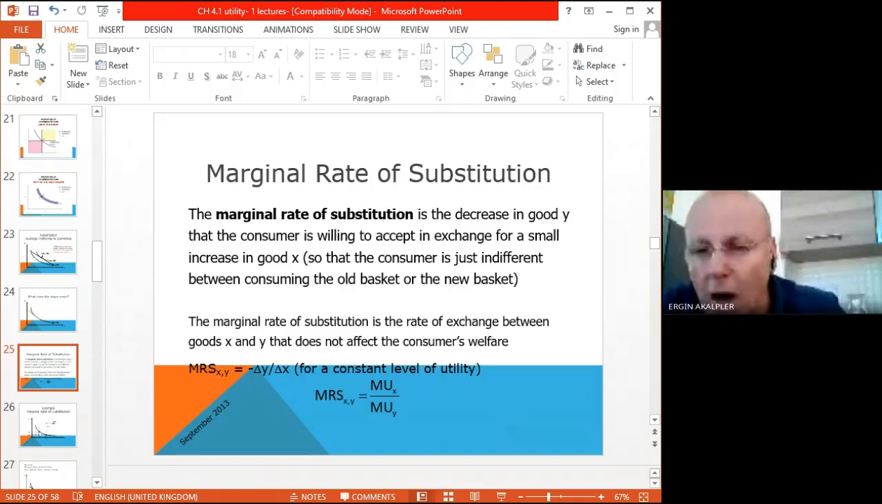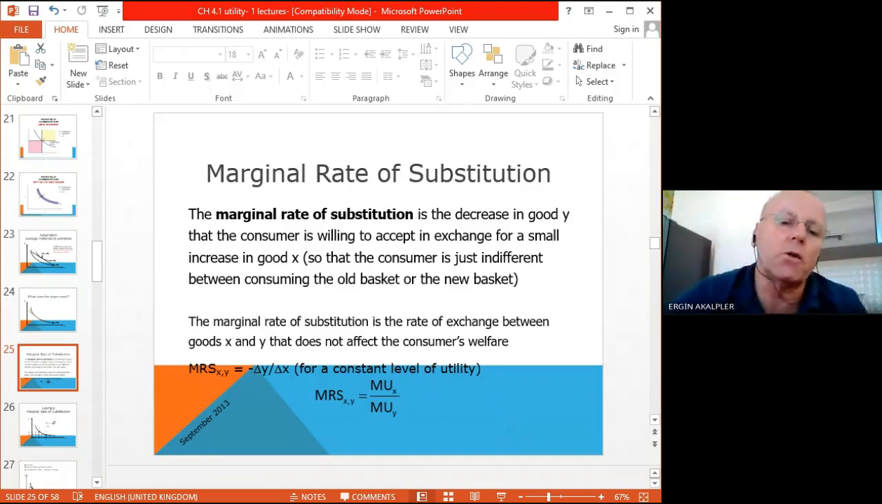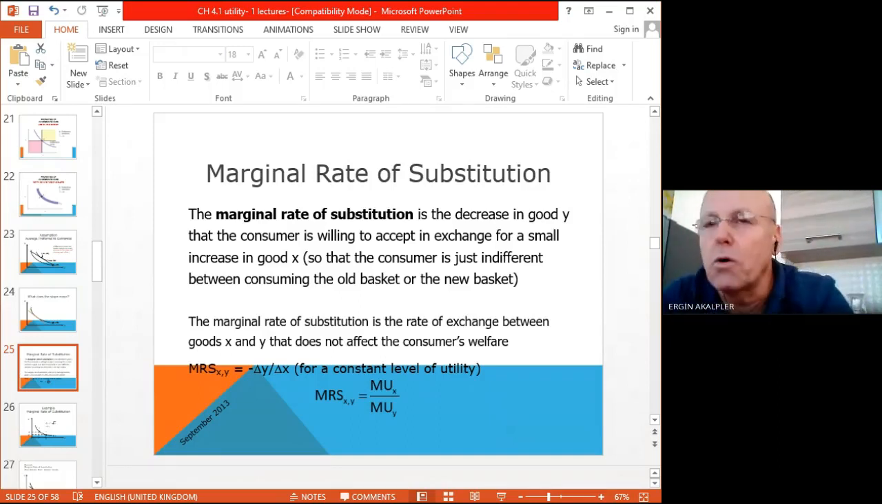And the marginal rate of substitution: when you want to move on x to increase and enlarge it, you have to reduce y, or when you want to increase y, you have to reduce x to get more y. This means the marginal rate of substitution is a decreasing amount. Therefore, we can define the marginal rate of substitution as the amount of good x or y that the consumer is willing to give up in exchange for a small increase in the other good, so that the consumer is just indifferent between consuming the old basket or the new basket, because you are replacing on the same indifference curve.